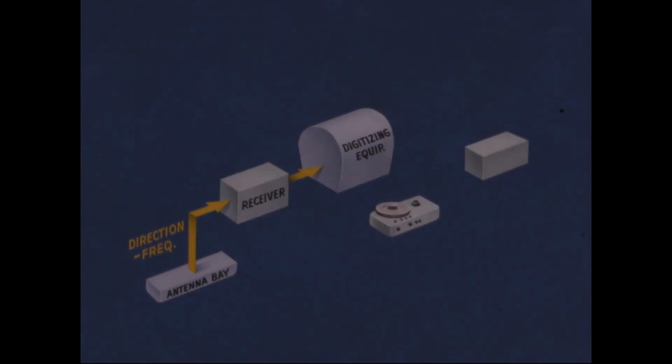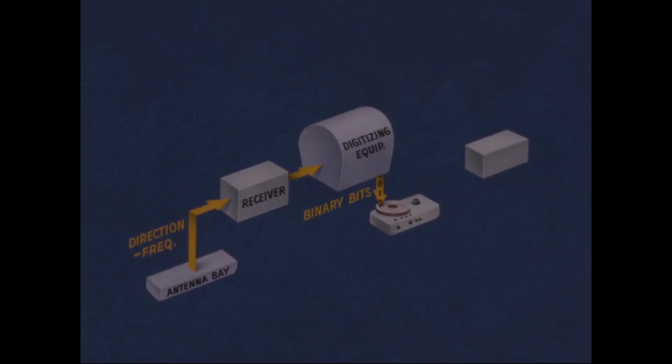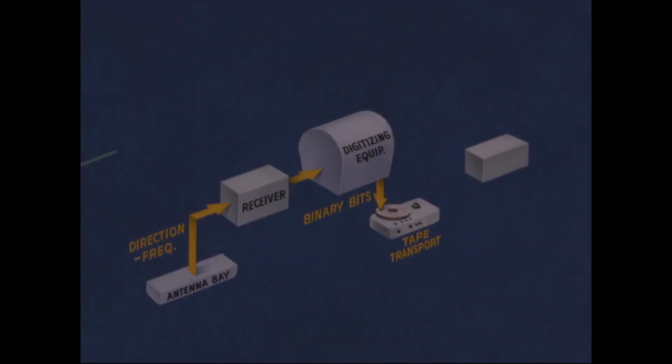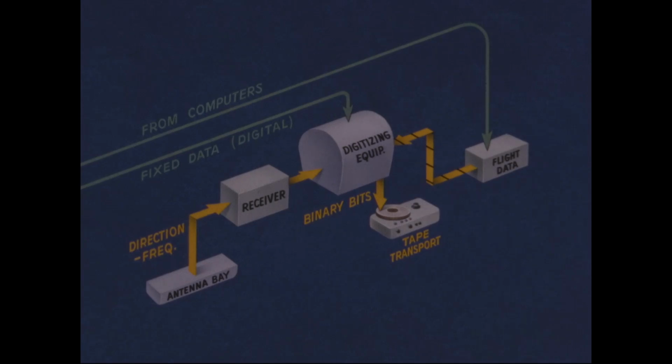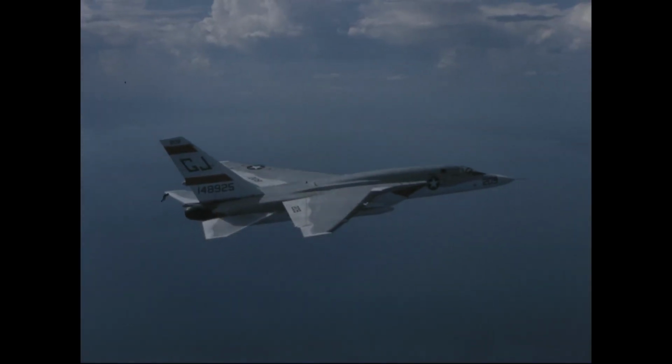For each emitter pulse received, this equipment puts out signals in the form of binary bits describing the pulse, and these bits are put on the tape as the ECM word. Flight data from computers aboard the aircraft is also fed into the equipment, along with items of fixed data. This information is put on the tape in an orderly way so that the emitter signal can be related to the position and space of the aircraft at the instant the signal was received.